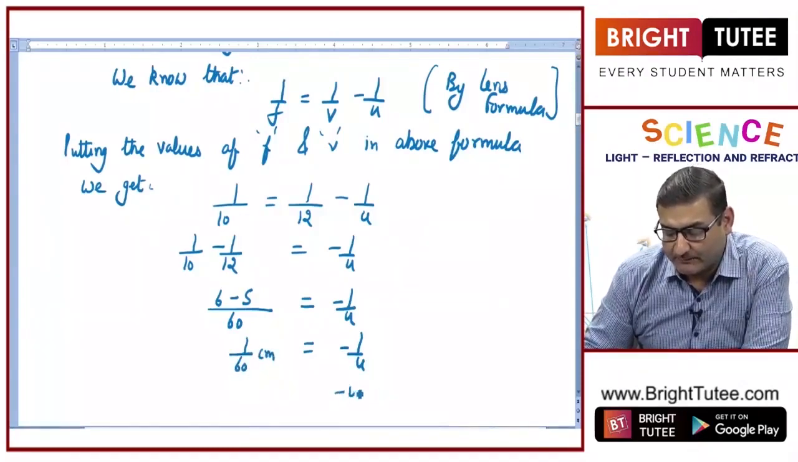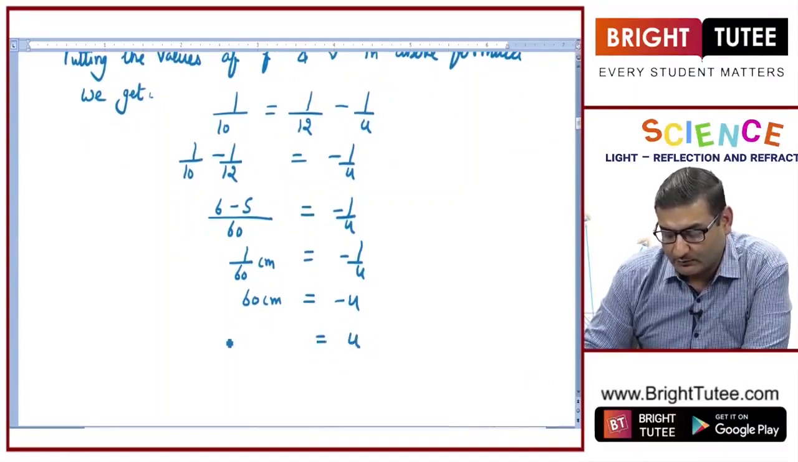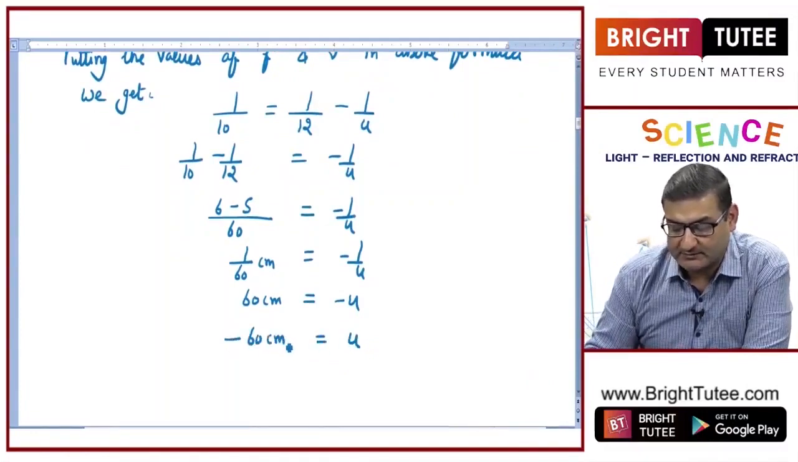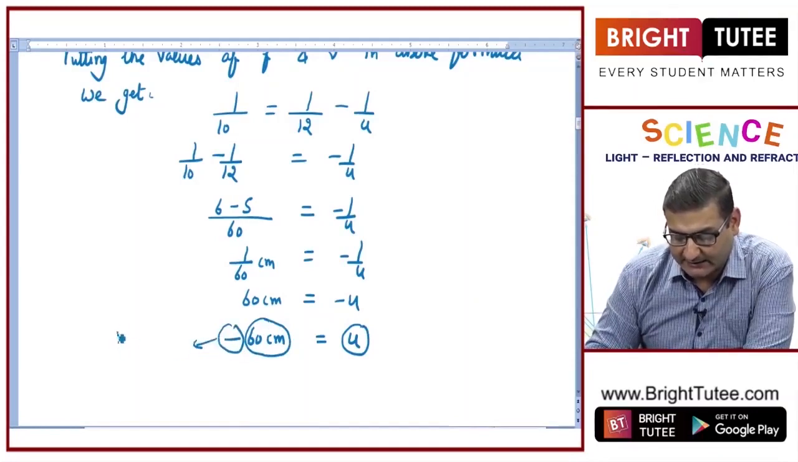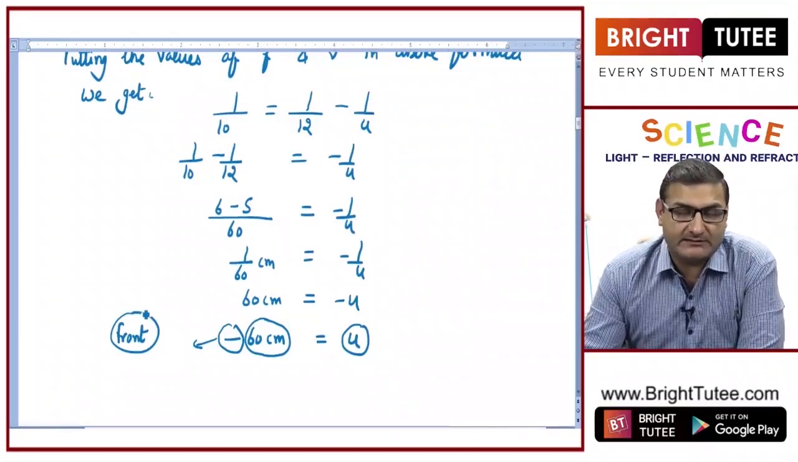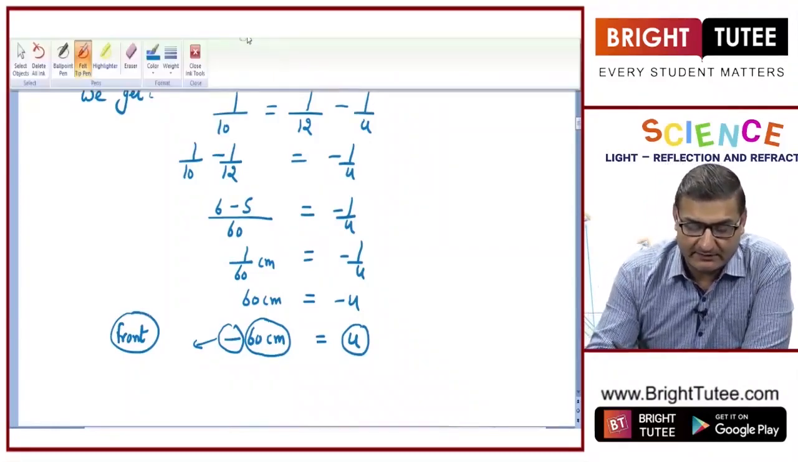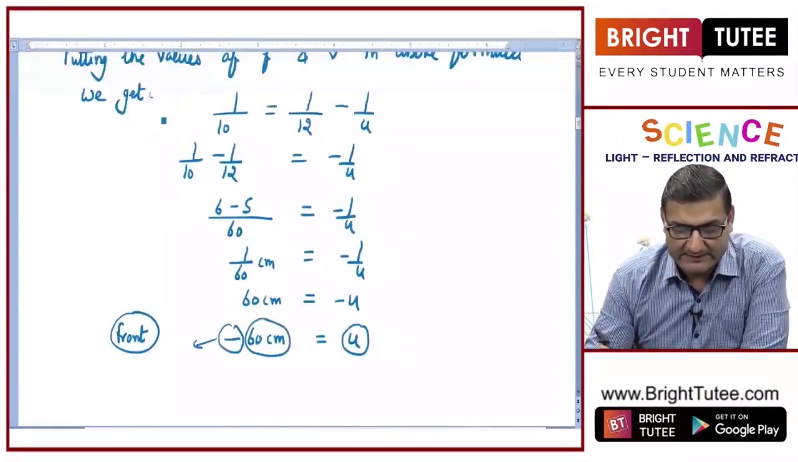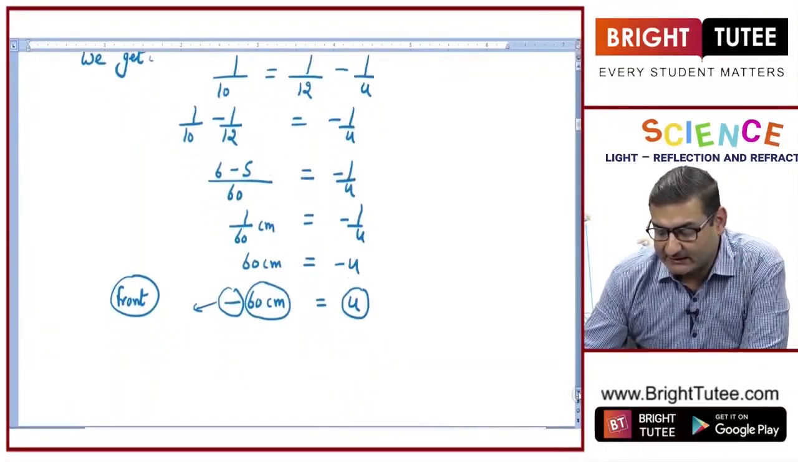Taking the reciprocal, minus u is equal to 60 centimeters, or I can say that u is equal to minus 60 centimeters. u was the object distance. This is equal to 60 centimeters, and this minus sign indicates that the object is in front of the lens as per the new Cartesian system. So this is how we'll calculate if two things are given in the question, and then we need to relate what exactly is to be calculated and how. Hope you have understood it. Let's take another example.